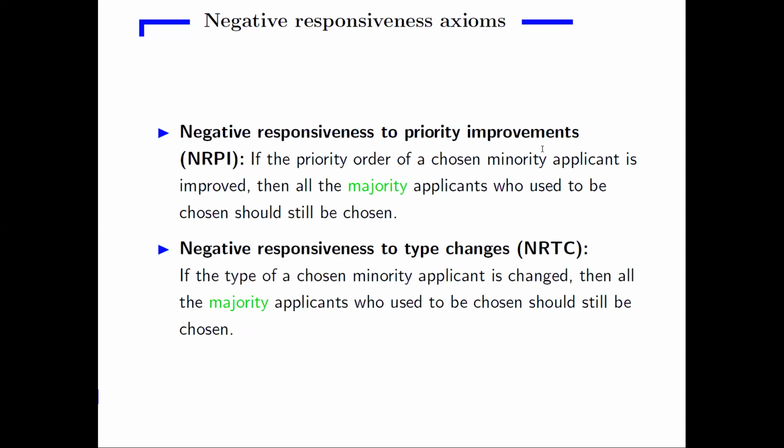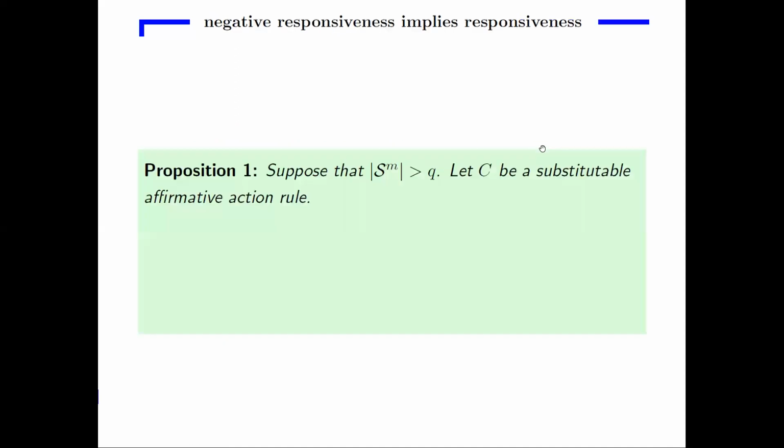Similarly, we can formulate negative responsiveness to type changes, telling that if the type of a chosen minority applicant is changed into a majority, then all the majority applicants who used to be chosen should still be chosen. Now we show that under a very mild assumption.